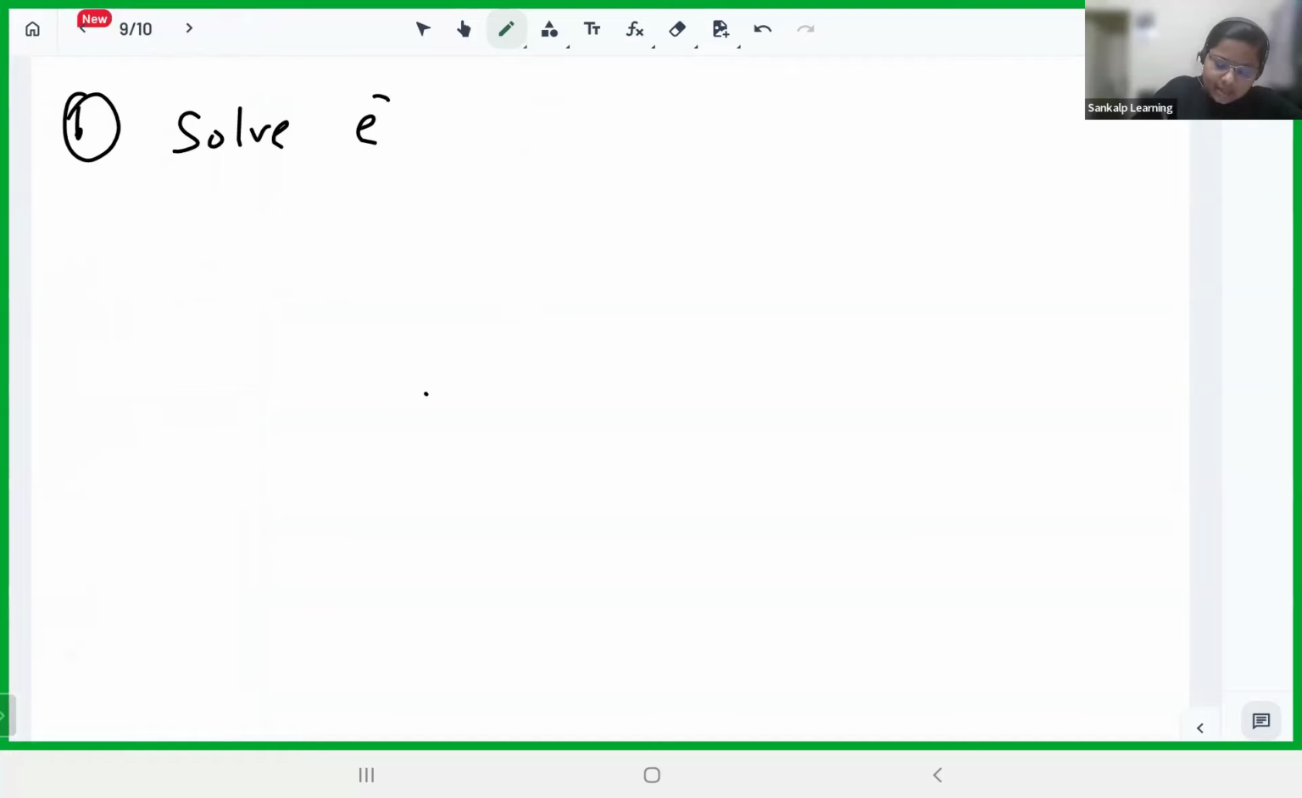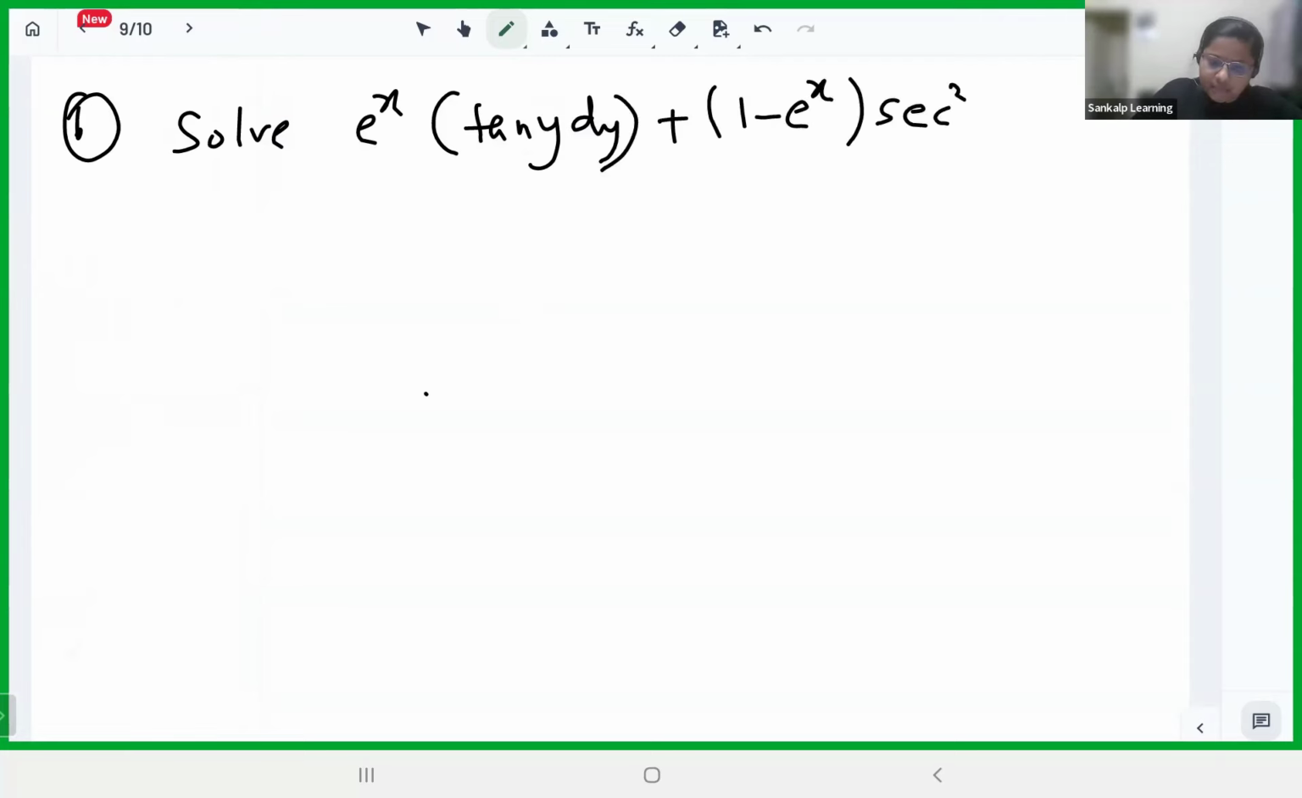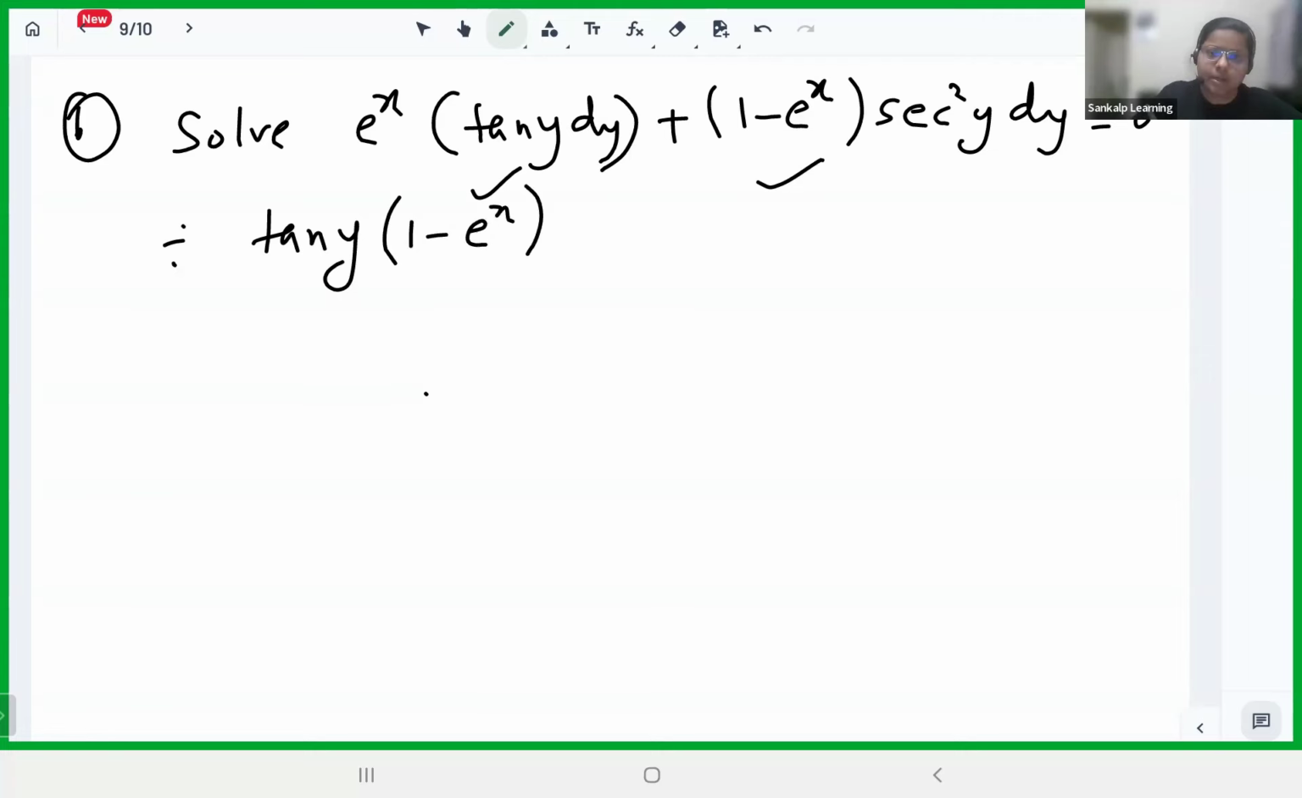Solve e raised x into tan y dy plus 1 minus e power x into sec square y dy equal to 0. Here also, for cancellation, you can see tan y is there, and here there is a 1 minus e raised x. So here I am going to divide the complete equation with tan y into 1 minus e raised x.